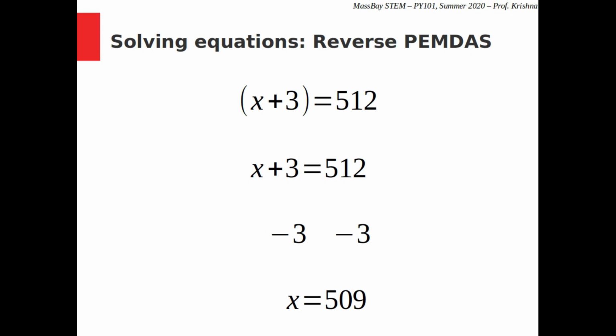Here we end up with x equals 509. That's the number inside the magic box. This technique for solving unknowns applies to many algebraic equations with a single variable, like this one, so we'll use it a lot.